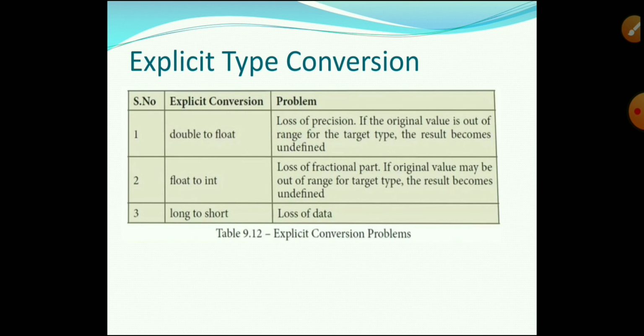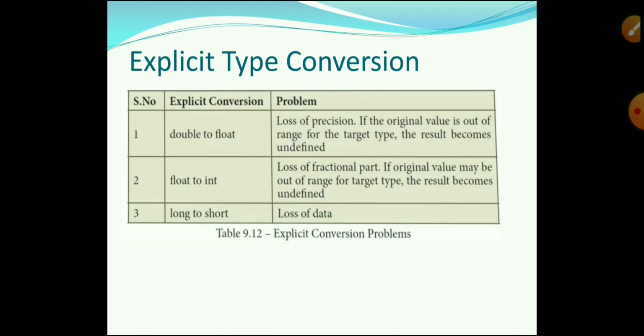Next, the third one, long to short. Long already has a meaning in our English dictionary, and in C++ it is the same: long means we store multiple, large values in a particular variable. But short is also a data type. If we use a short data type for long values, there will be a loss of data.